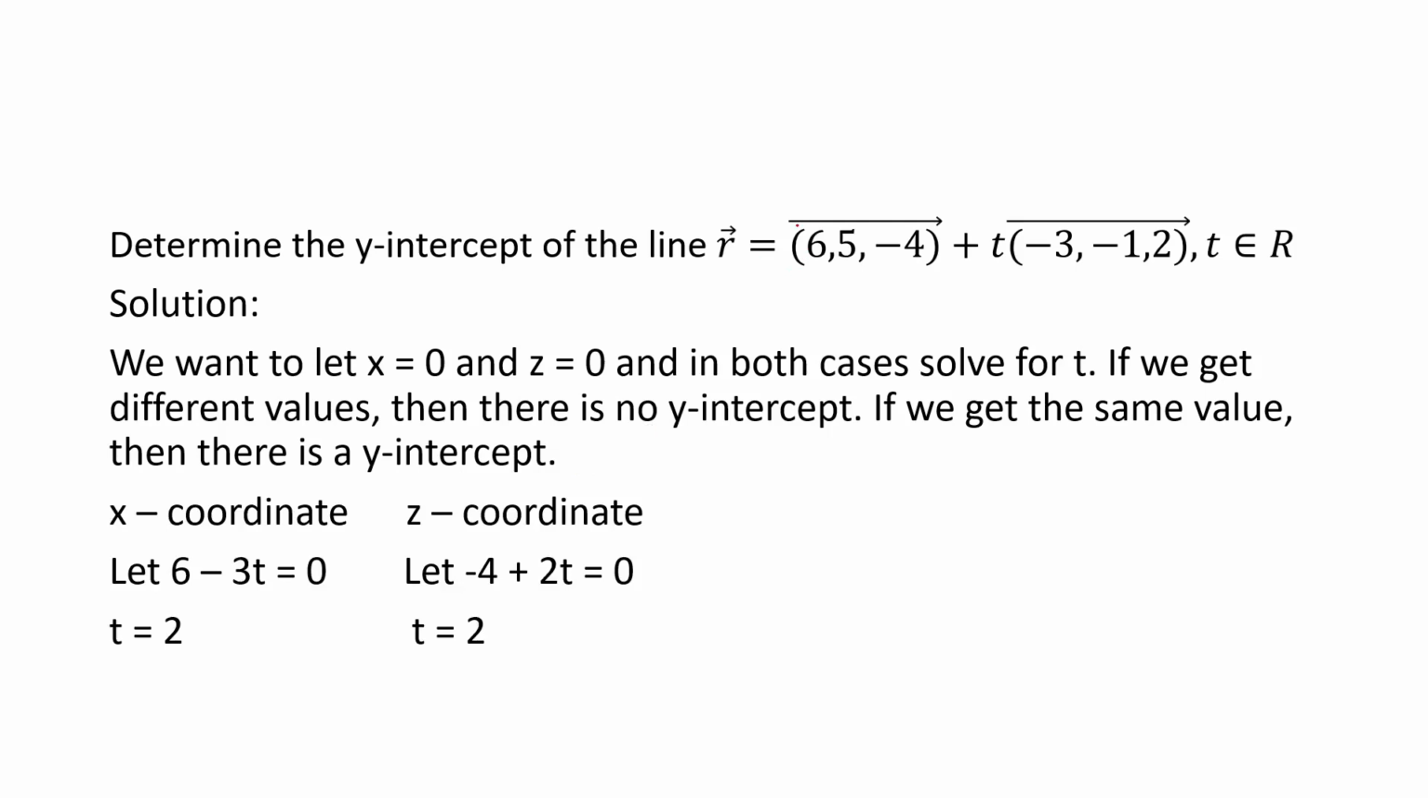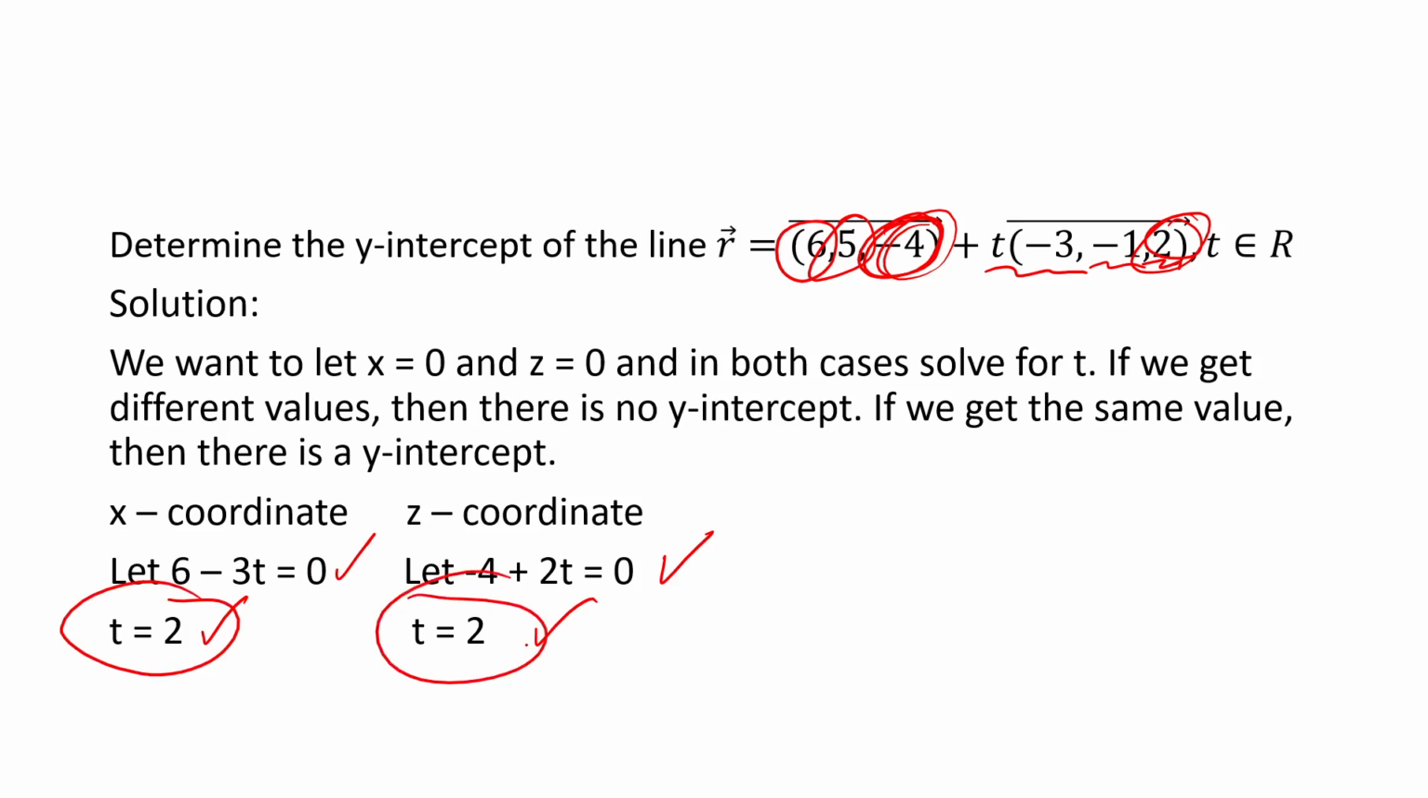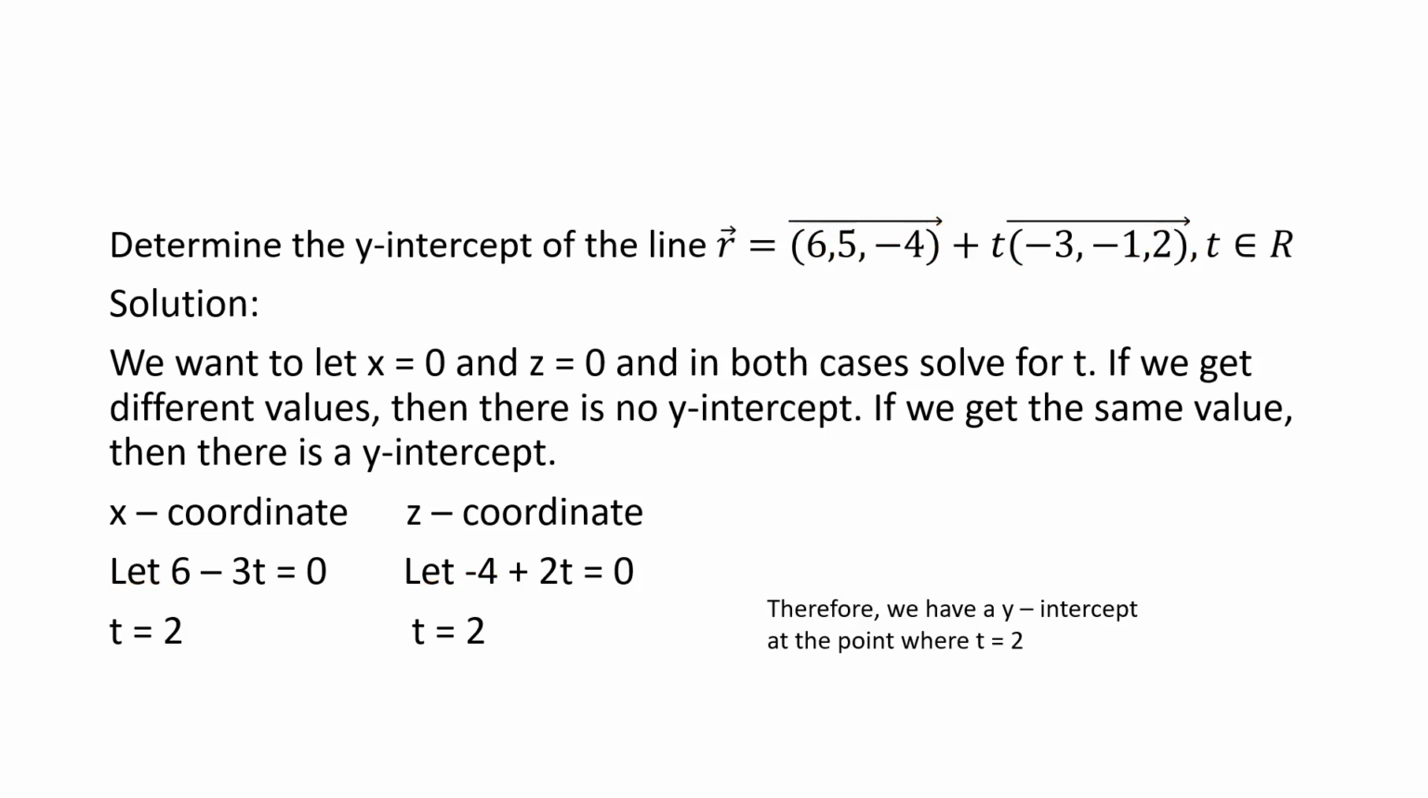So for x, we get 6 plus t times -3 will equal 0. That means t is 2. And for z, I apologize, for z we get -4 plus t times 2 equals 0, and that means t is equal to 2. So since there is a t value that sets x equal to 0 and z equal to 0, that means there is a y-intercept, and it'll be at the point where t equals 2.